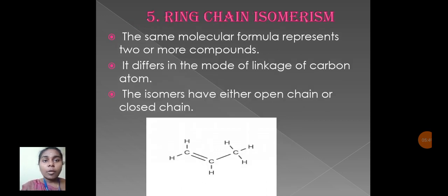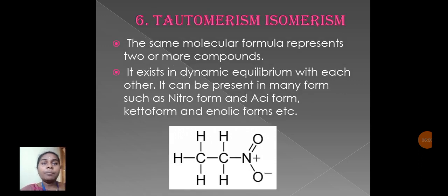Next, ring chain isomerism. The same molecular formula represents two or more compounds that differ in the mode of linkage of carbon atoms. These isomers have either an open chain or a closed chain. Next, tautomerism. In tautomerism, the same molecular formula represents two or more compounds that exist in dynamic equilibrium with each other, such as the nitro form, acid form, keto form, and enolic form.